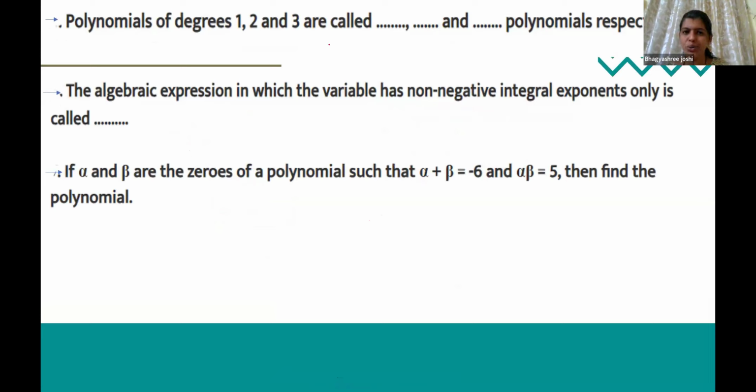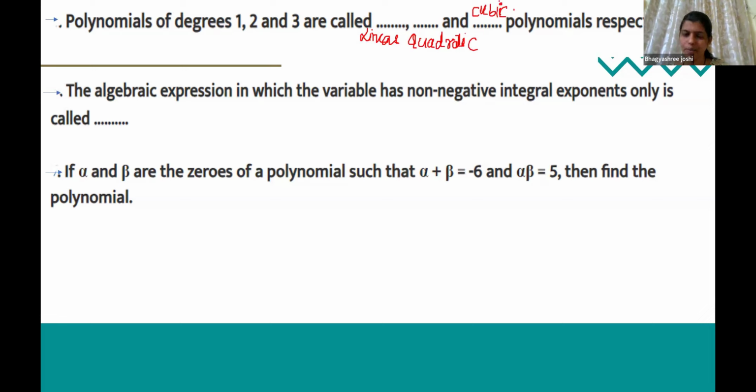Polynomials of degree 1, 2, 3 are called. Yes, my dear children, you should tell this. Polynomial of degree 1, 2, 3. If a polynomial has degree 1, then it is called linear. If degree 2, then it is a quadratic polynomial. If a polynomial contains degree 2, then it is quadratic. Degree 3, then it is called cubic.